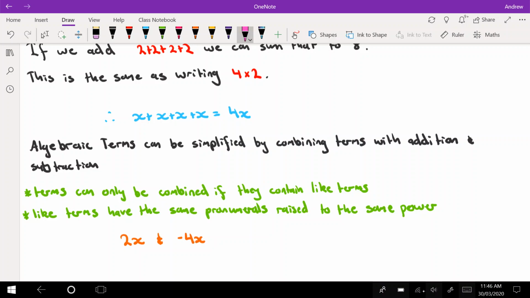Different example, let's say 3y squared x and negative x squared y. At first glance, you may look at these and go, oh, okay, there's the squared there, there's an x and a y, and they're like terms. But actually, the squared is what's important here. We've got the squared on the x and the squared on the y. So these actually aren't like terms because they're not raised to the same power. So yes, that's like. No, that's not like.